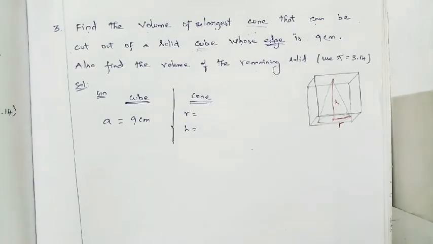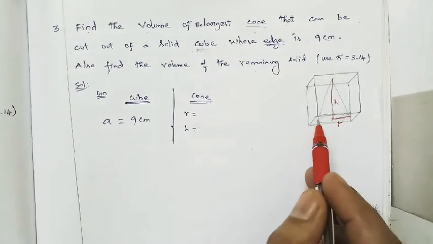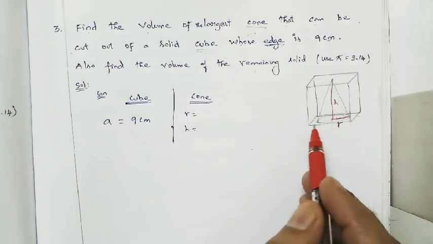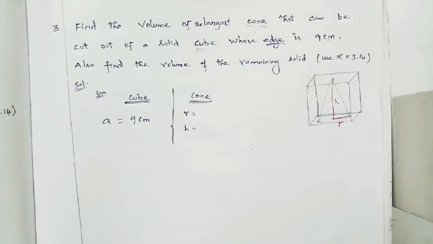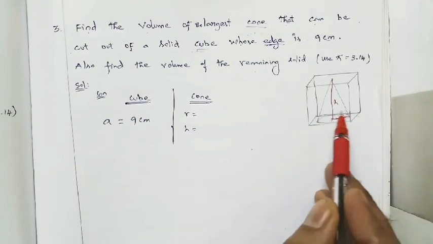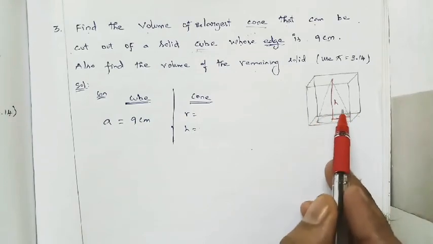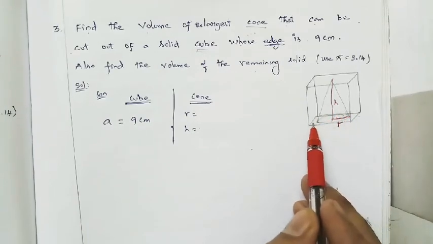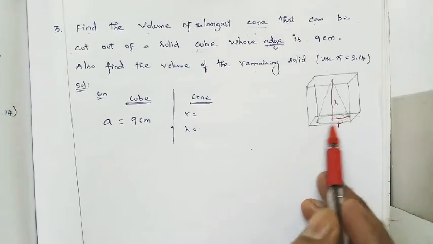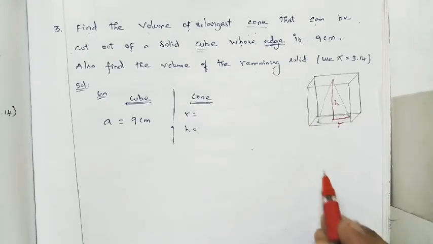In surface area itself we have discussed, while surmounting the hemisphere, the side of the cube and the diameter of the hemisphere will be the same. Here, what is the shape of the base of a cone? It is nothing but a circle. The diameter of the base of the cone is equal to the side of the cube.